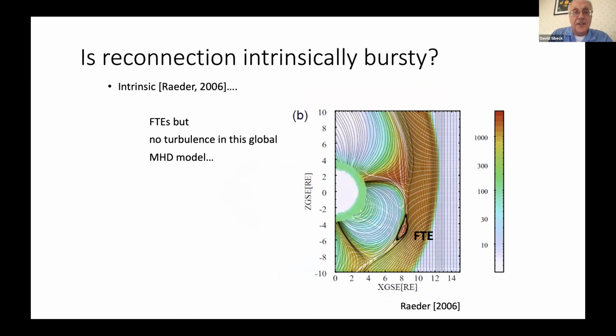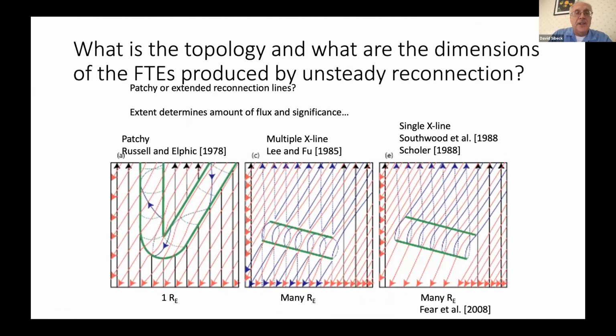But here's a simulation from Jimmy Raeder, no turbulence in this global MHD simulation, and yet there are transient events, flux transfer events, bursts of reconnection that occur periodically in this simulation. You don't have to have turbulence to trigger reconnection. How big are these flux transfer events, and what is their topology?